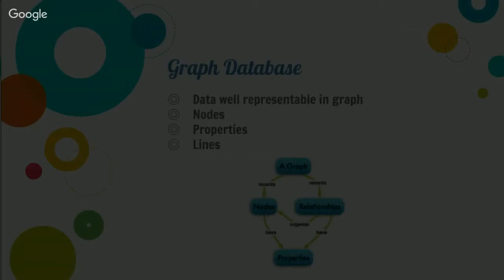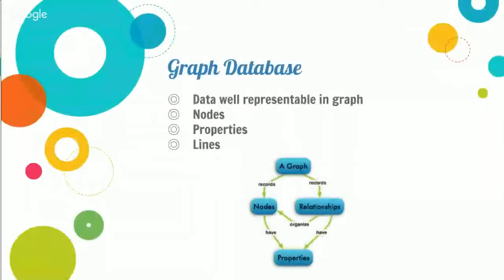For the graph database, it is used for data whose relations are represented well in a graph. Data is stored in graph structures with nodes, which is another name for entities, properties, which is information about the entities, and lines, which are connections between the entities. Examples of this type of database include Neo4j and Infinite Graph.